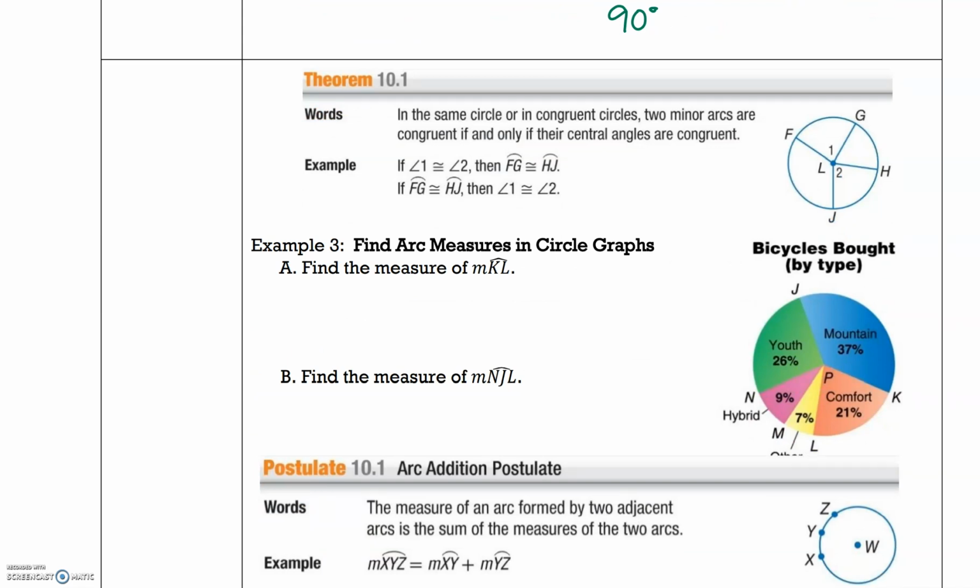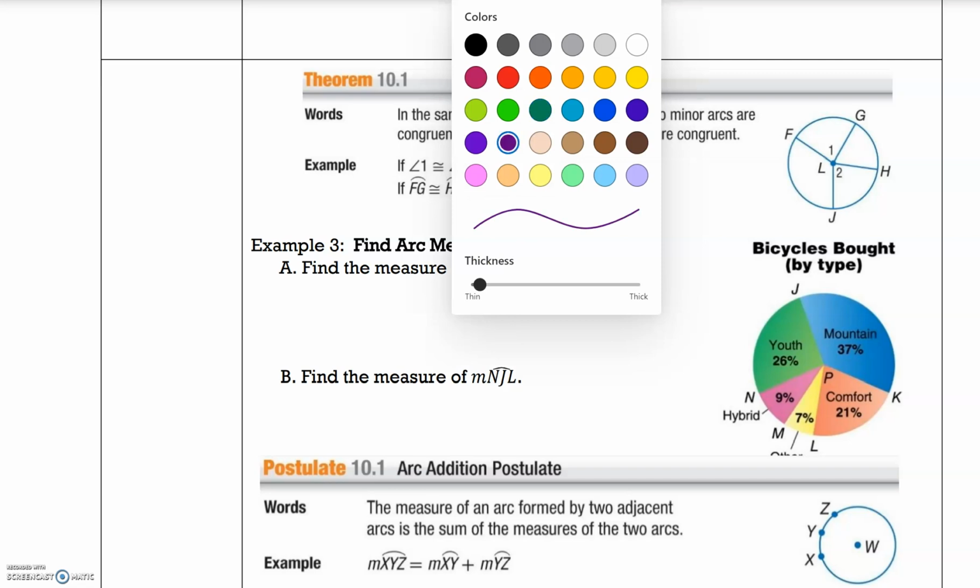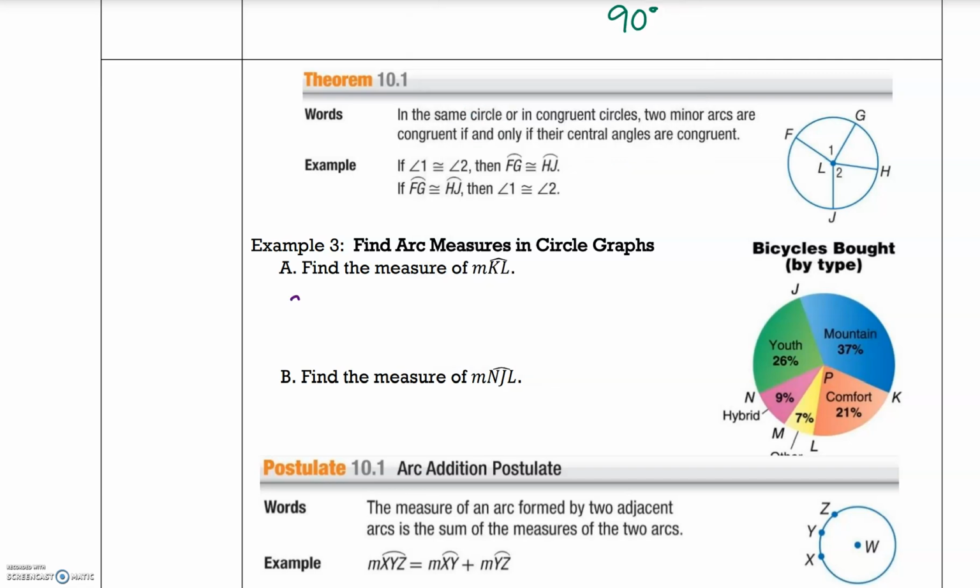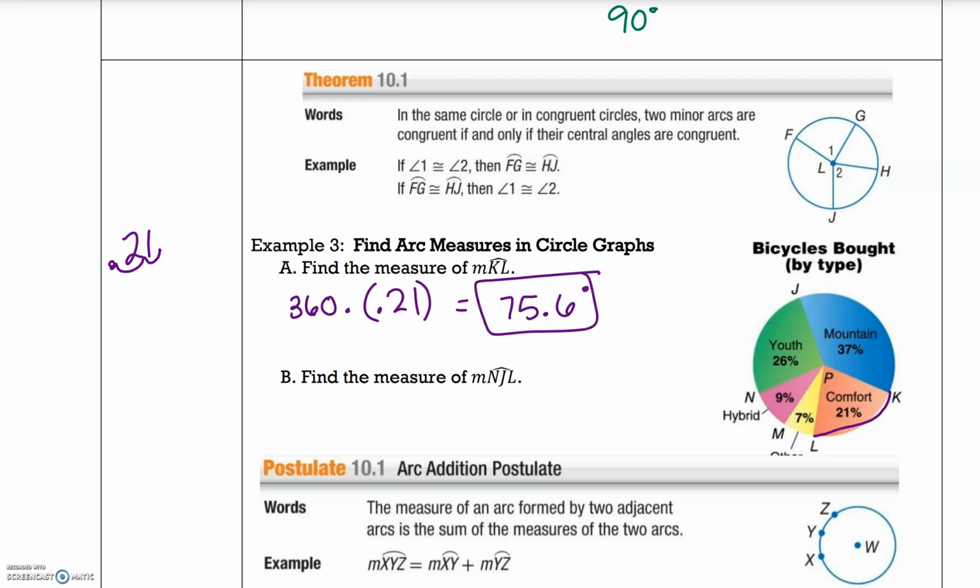So now we can go ahead and actually find the degrees. If we've got a circle and we have percents, we can take those percents and change them to a decimal and multiply them by 360. And so for KL, we take 21%, which if we change that to a decimal, we move the decimal 2 places to the left. So it is 0.21 that we're going to take times 360, and that is going to give us our 75.6 degrees for KL.